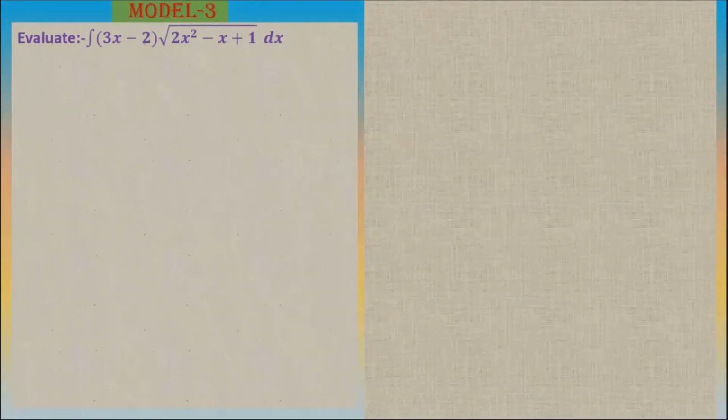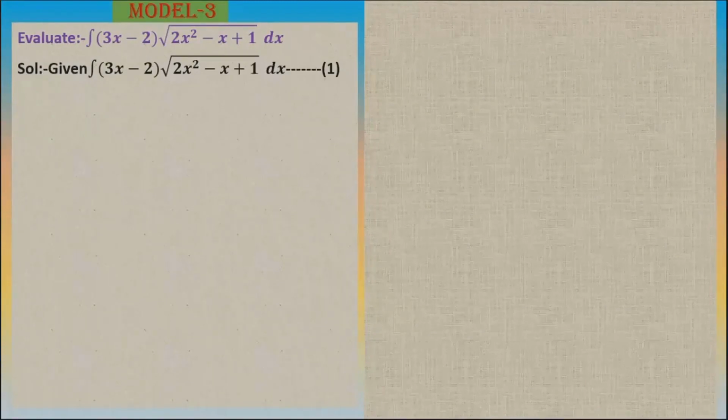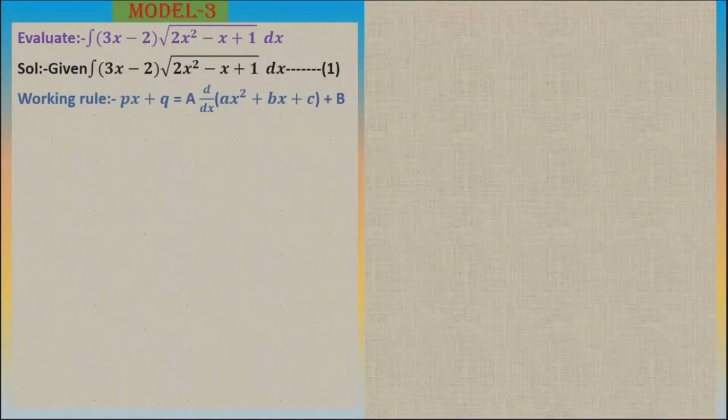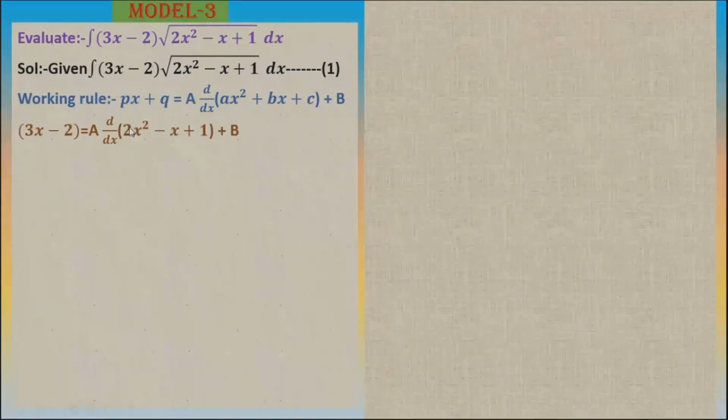So I am taking the equation as 1. Here also same working rule. What is that? Px plus q is equal to a into d by dx of ax square plus bx plus c, plus b. Now applying in this form, what is the linear term here? Px plus q means 3x minus 2 is equal to a into d by dx of the quadratic term. What is the quadratic term in the problem? 2x square minus x plus 1, plus b. Right? So application is over.